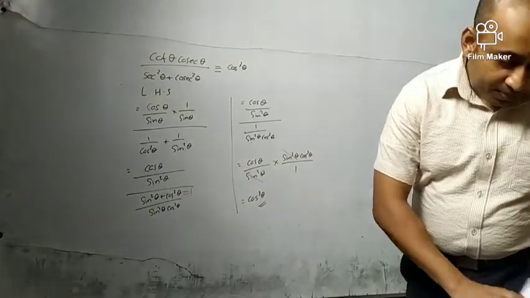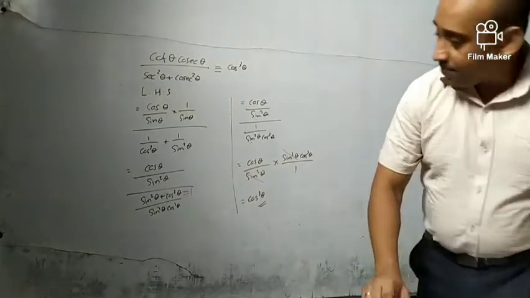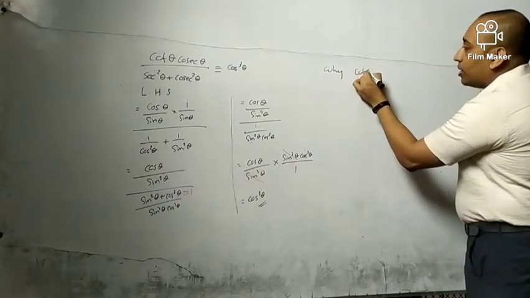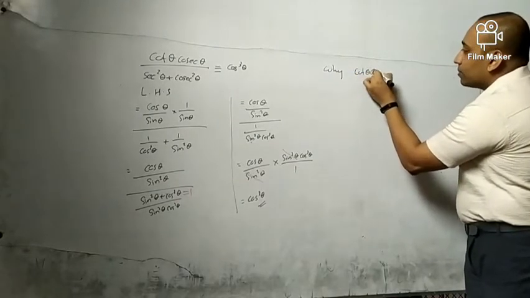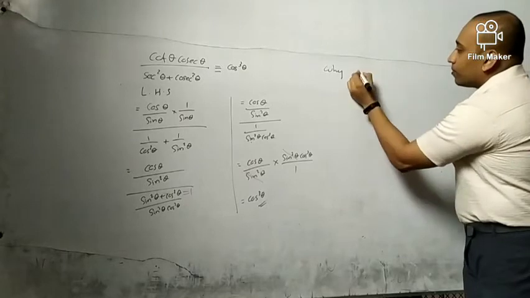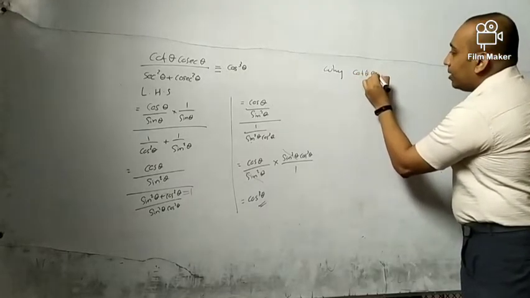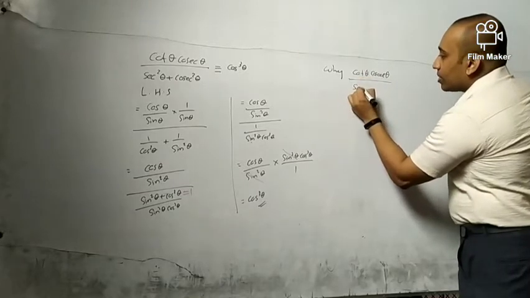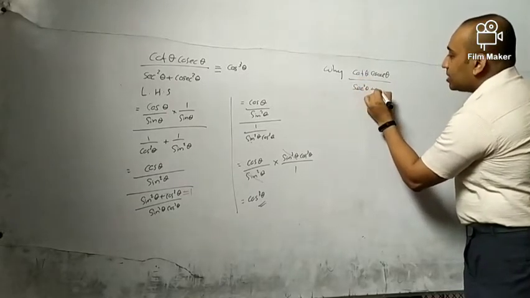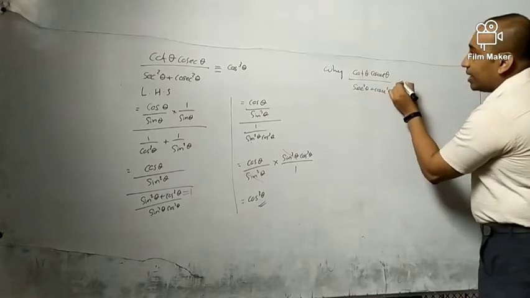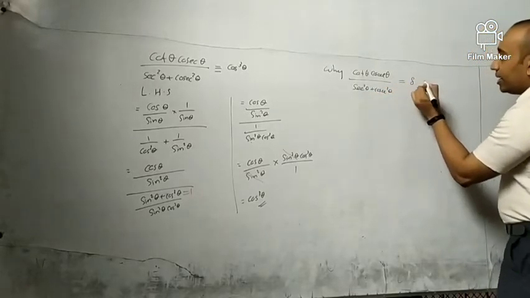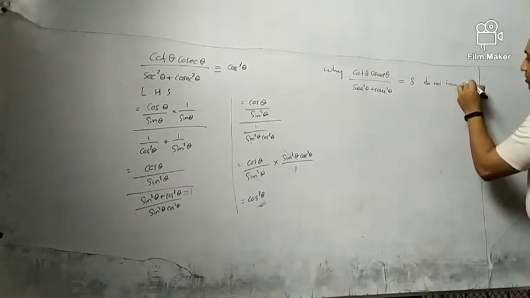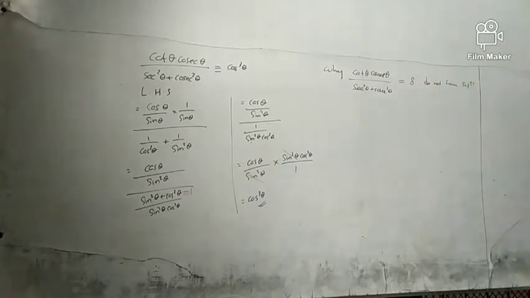Then they mention: why cot theta, cosec theta over sec square theta plus cosec square theta equals 8 does not have solutions. That's the second part of the question.